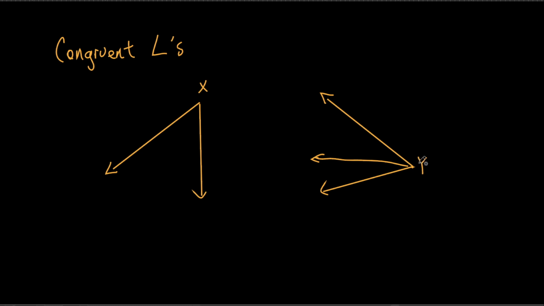I couldn't just call this angle Y. But since there's only one angle, I can call it just those letters. All right, enough of that. Let's keep going. What if I told you how many degrees this was?